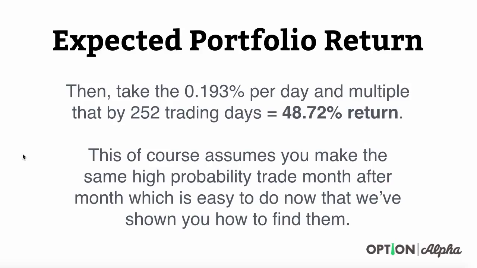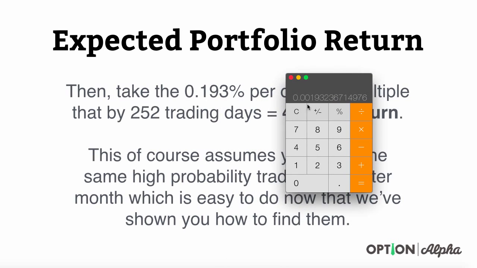It's a little more conservative than some people who do it by an entire year or 365, because we're not making money on weekends, since the markets aren't even open. But this equates to about a 48.72% return on our money. That's pretty crazy, right? Because this is just a small portion of our account and we're making an incredible return on that small portion.